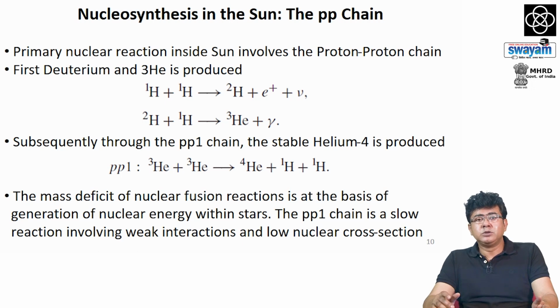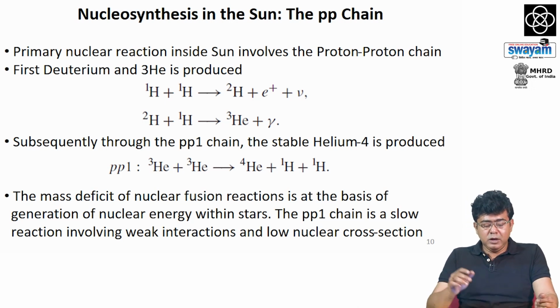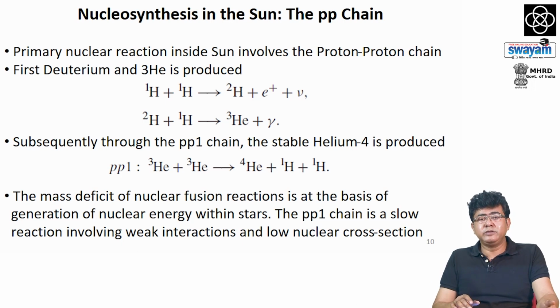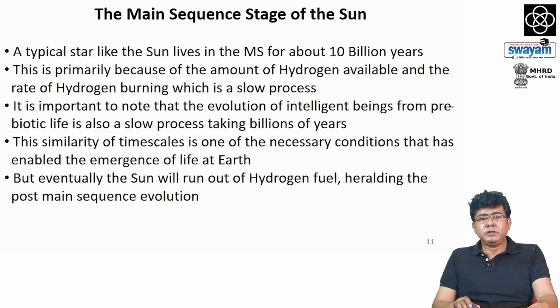This reaction is also relatively slow because it involves weak interactions, and the nuclear cross section is also relatively small. The consequences of the reaction rate being slow are in fact important in the overall context of the evolution of the sun and also planets and their habitability.